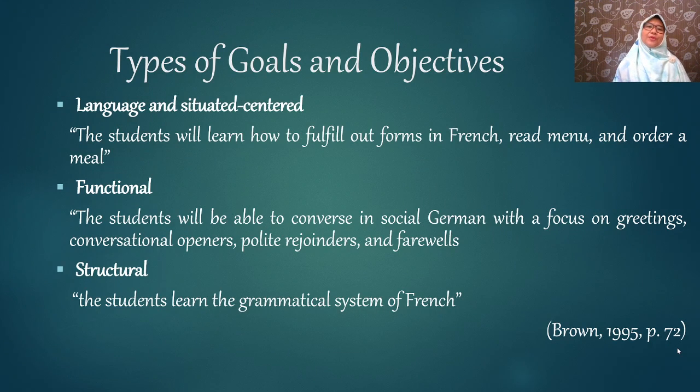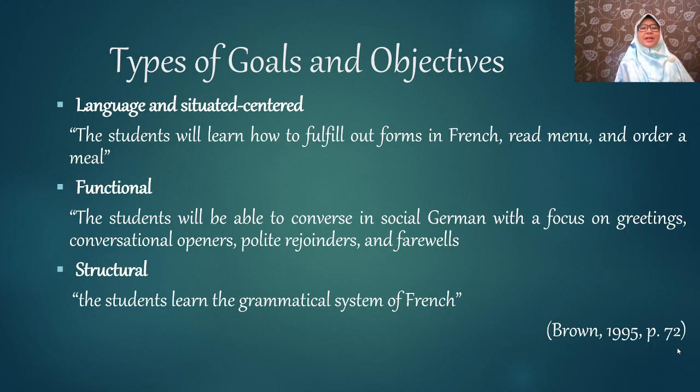Now, we have the types of goals and objectives. Based on Brown, there are three kinds of goals and objectives. The first is language and situation centered. Language and situation centered means that the goals or objectives will refer to the use of the language based on the situation given. For example, here, the students will learn how to fill out forms in French, read a menu, and order a meal. So, the language that will be used will relate to the restaurant, getting the order, the menu of meals or beverages, and in the restaurant.